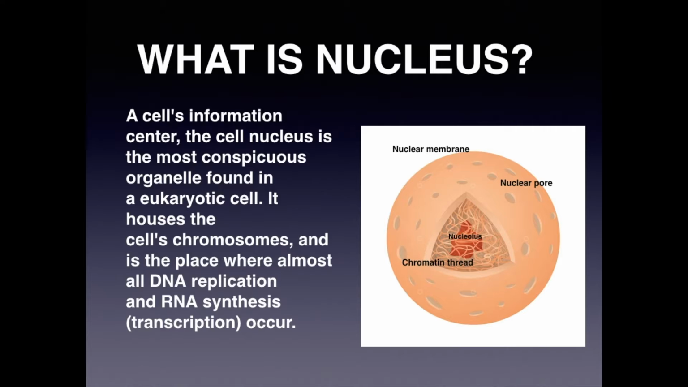Then you can see these thread-like structures. These thread-like structures are called chromatin threads, and when the nucleus is about to divide, they will convert into chromosomes, and these chromosomes are very important because they contain the genetic material, or DNA, or we can say genes.